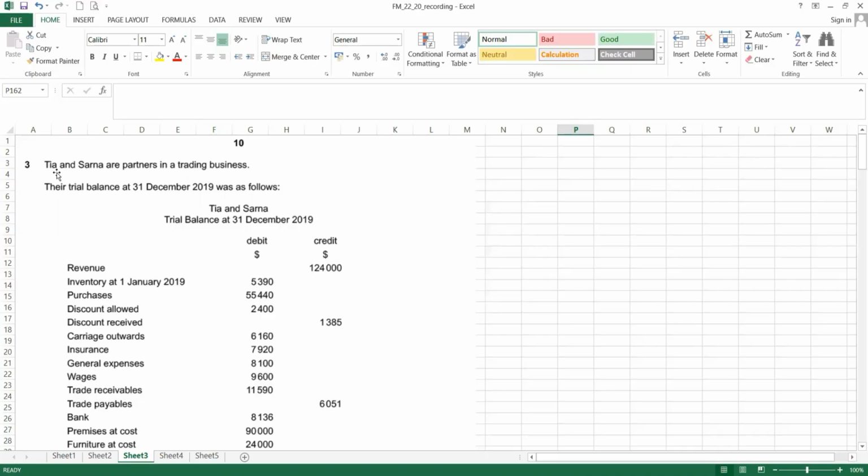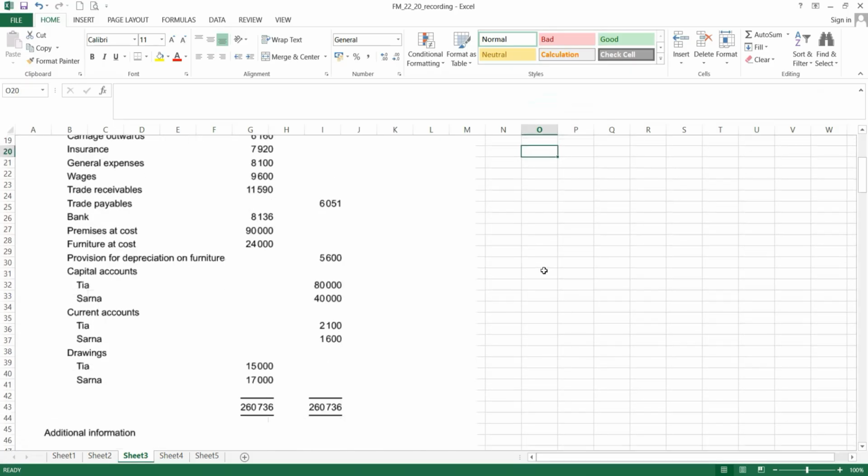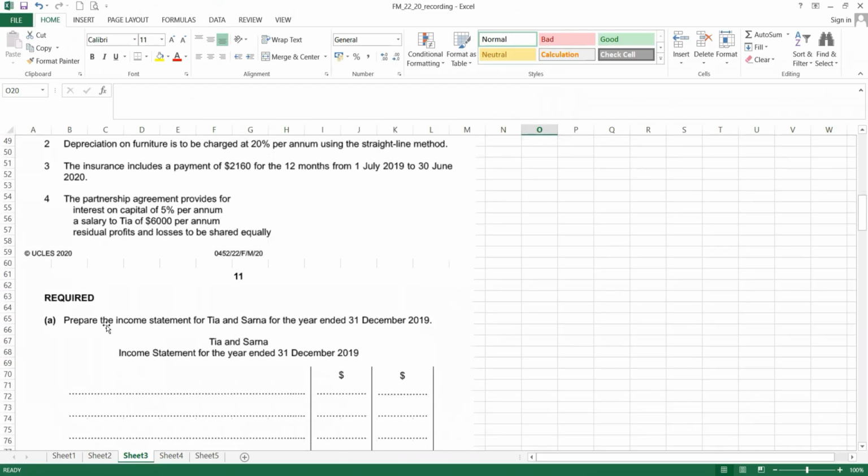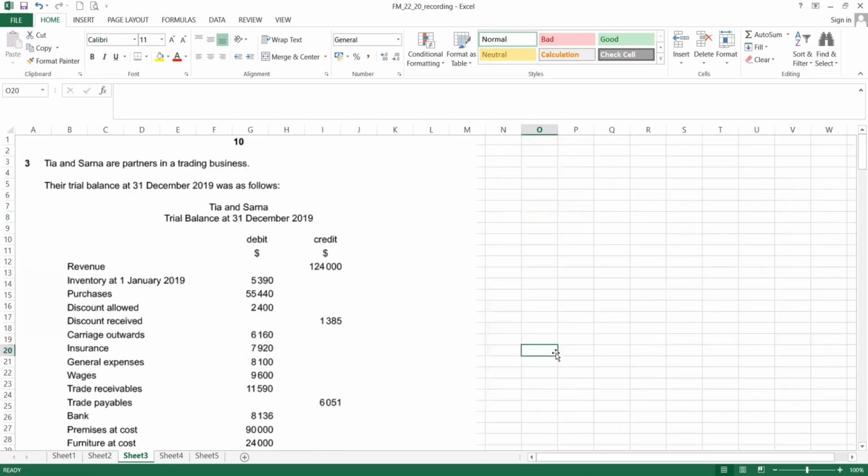Okay. Tia and Sana are partners in a trading business. Their trial balance at 31st December is as follows. So when you have two person names, that means it's a partnership topic. Okay, see what questions they ask first. They ask to prepare the income statement for these two persons. So let's see what information we have.